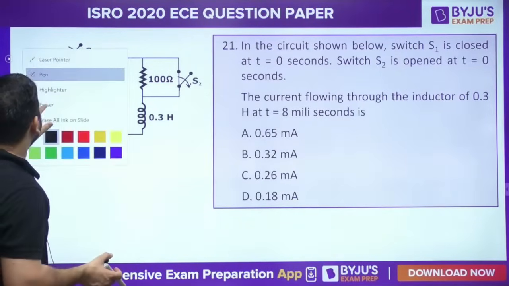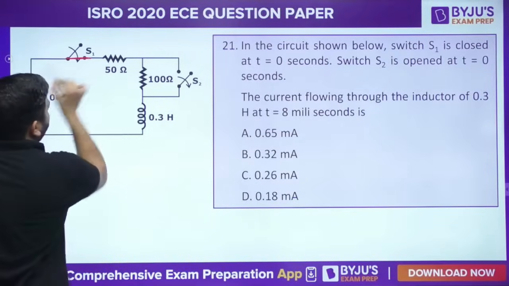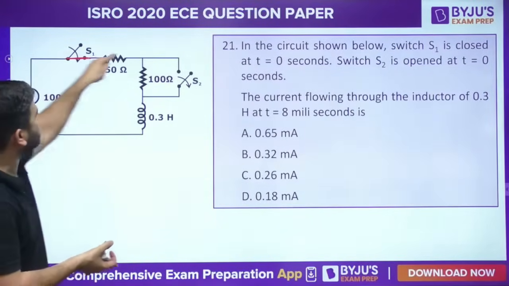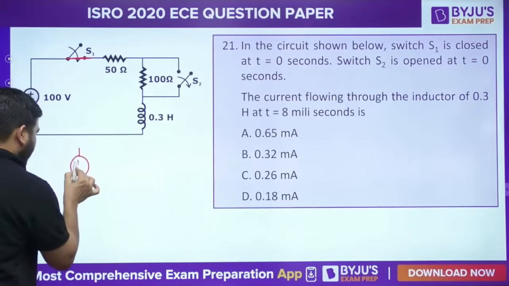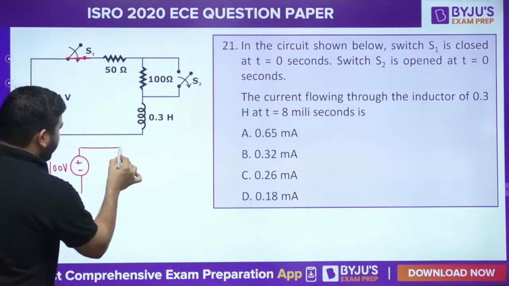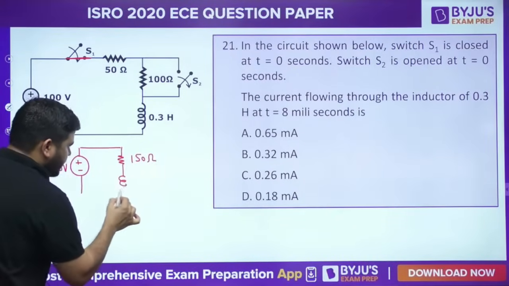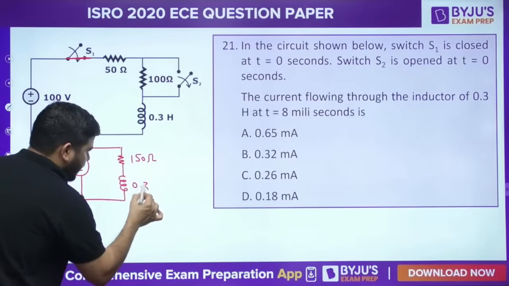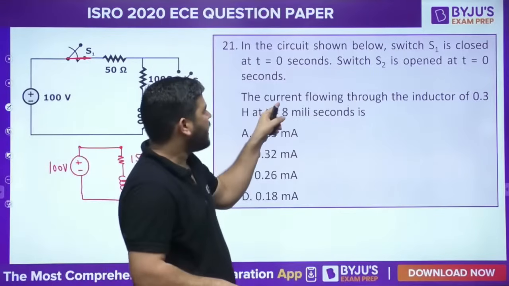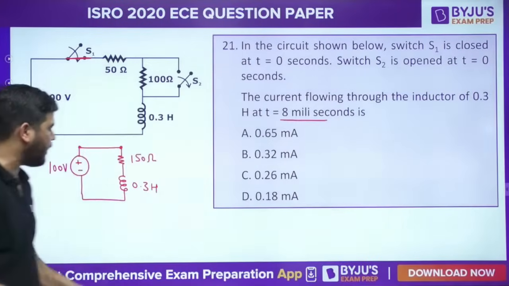Now what is happening is I am closing this switch and opening the other one. Now the circuit is like this, and this circuit will work. So we have 100 volt, and we have 150 ohm in series with 0.3 Henry. So this is the circuit we have, and what I need to do is calculate the current flowing through the inductor of 0.3 Henry at 8 millisecond.